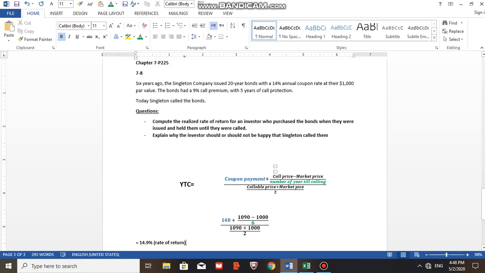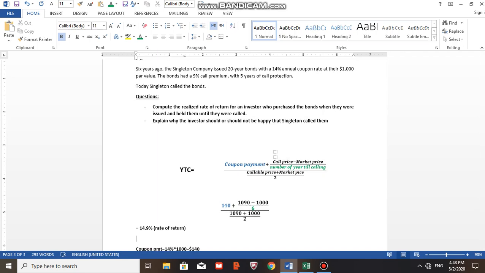Now the second part of the question is to explain why this investor who had earned 14.9%, around 15%, should or should not be happy that this company had called the bonds. We know that when the company calls a bond, it means that interest rates in the market now are lower and that the company needs to call the bond in order to avoid paying higher coupon payments while the market is paying lower interest rates.